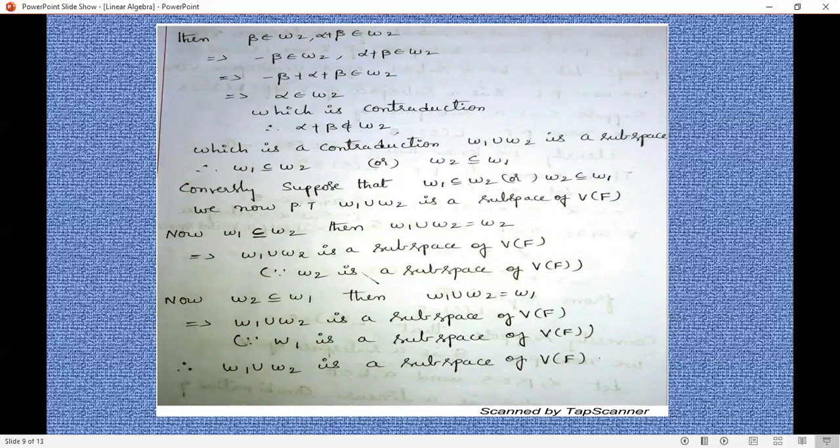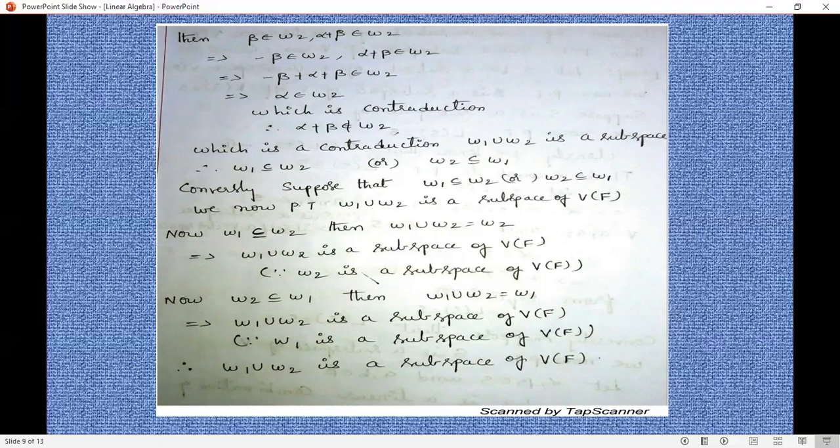W2 is contained in W1. That means W1 union W2 equals W1. We already know that W1 is a subspace of V of F, which implies W1 union W2 is a subspace of V of F. Therefore, W1 union W2 is a subspace of V of F. What we have proved now: if W1 is contained in W2 or W2 is contained in W1, then W1 union W2 is a subspace of V of F.